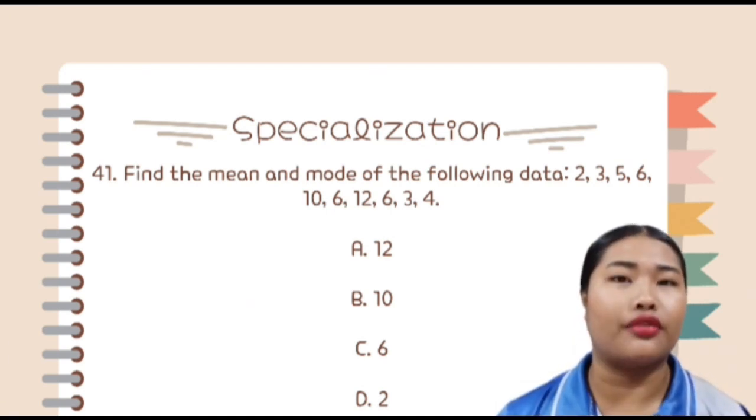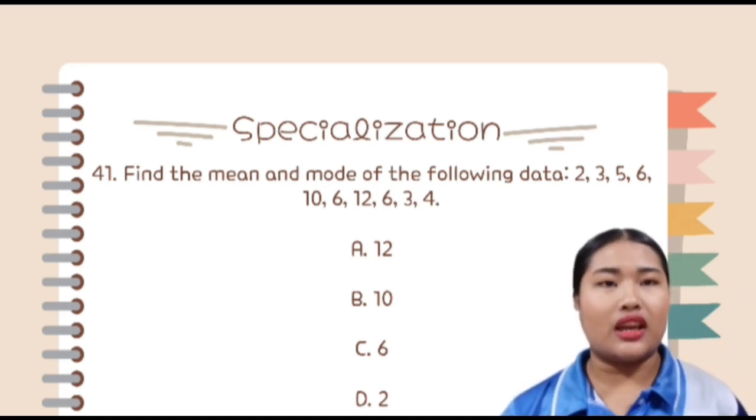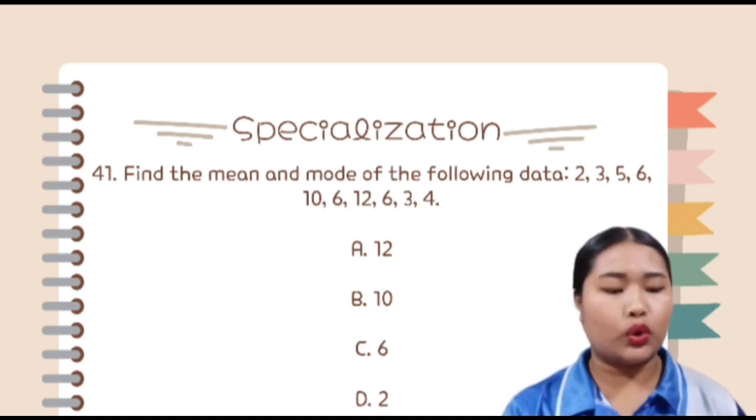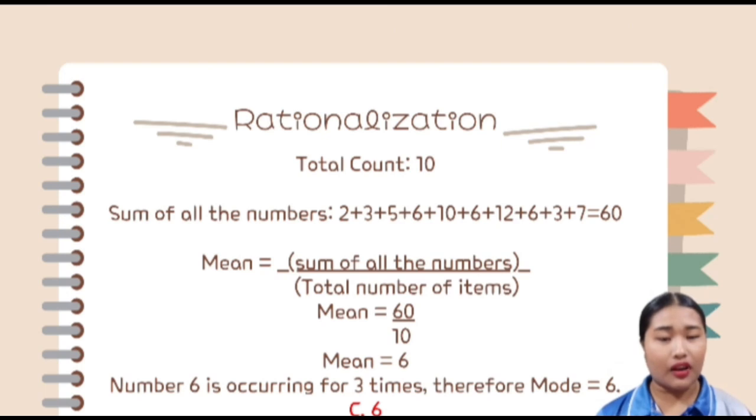So the total count is 10, and the sum of all the numbers, 2 plus 3 plus 5 plus 6 plus 10 plus 6 plus 12 plus 6 plus 3 plus 7, is equal to 60. So for the mean, here is the formula: sum of all the numbers divided by the total number of items.